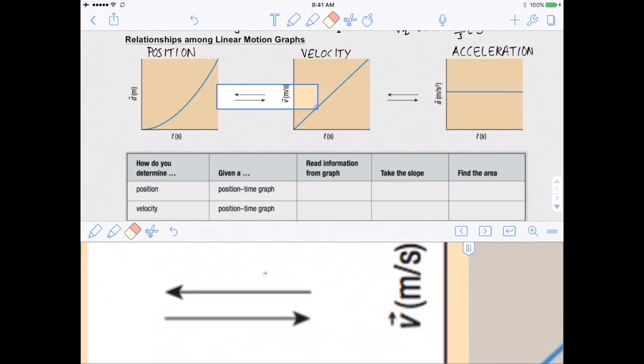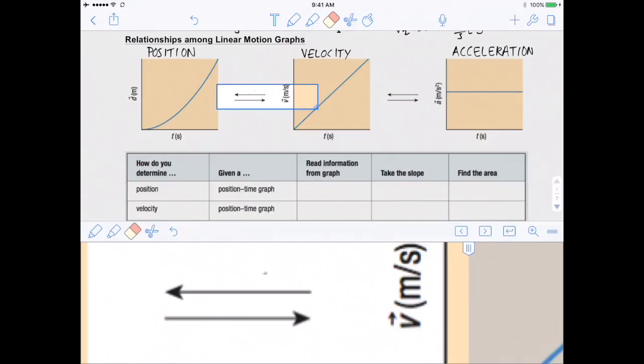So here's a summary of the 3 types of graphs that we studied: position time graphs, velocity time graphs, and acceleration time graphs. And each of these graphs are depicting the same type of motion, uniform acceleration. So this is what a position time graph would look like for uniform acceleration, what the corresponding velocity time graph would look like for uniform acceleration, and what the acceleration time graph would look like for uniform acceleration.